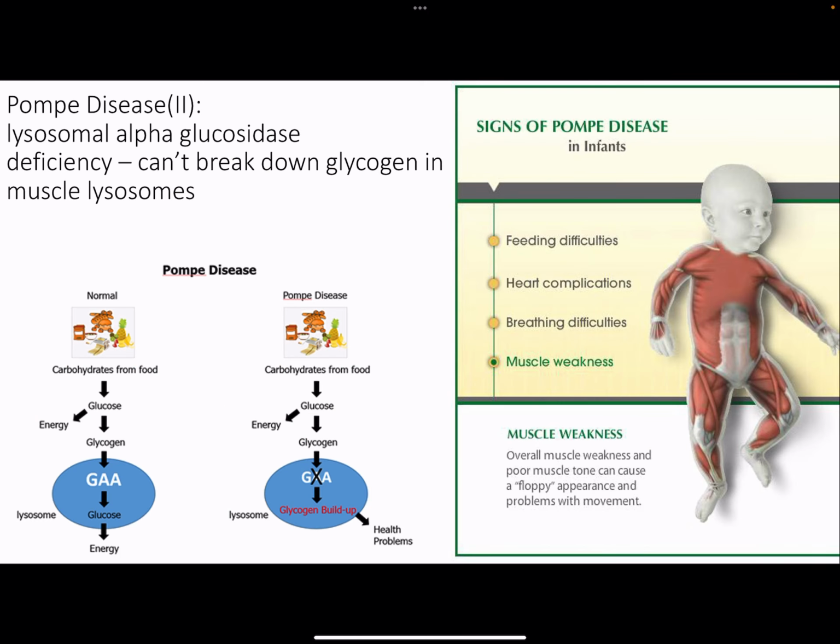Pompe's disease. Glycogen's broken down in a couple different ways, more complicated than we got into, but some of it gets shuttled into the lysosomes in muscle cells, and we have these alpha glucosidases, which help break it down. And they're defective in Pompe's disease. So our muscles aren't getting the energy that they need, and it's quite severe. It's sometimes called floppy baby syndrome, where the baby just doesn't have any muscle tone because its muscles aren't getting the energy that it needs.